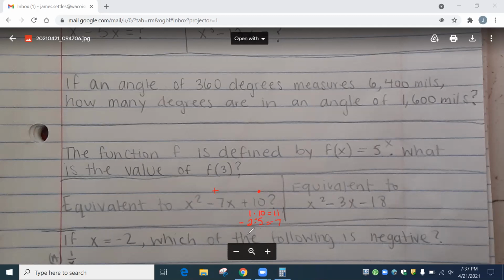So now that I know the numbers are -2 and -5, you put them in parentheses with x. So I've got x minus 2 and x minus 5. I will definitely give you a video on this that will work more of these and hopefully explain this a little bit more.